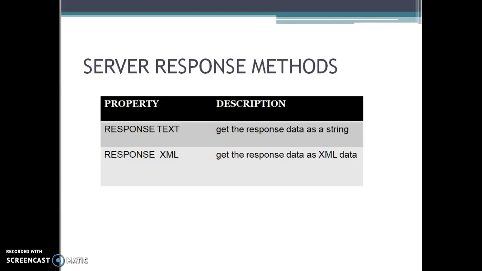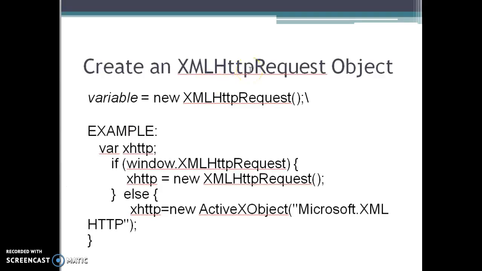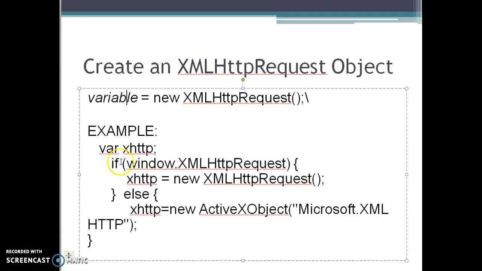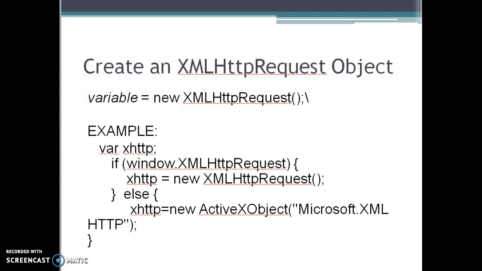Now we will see how to create an XML HTTP request object. Here variable is being created which will be used to create an XML HTTP request object. New XML HTTP request method is used to create this object for this variable. Here is a small example how to create an XML HTTP request object.